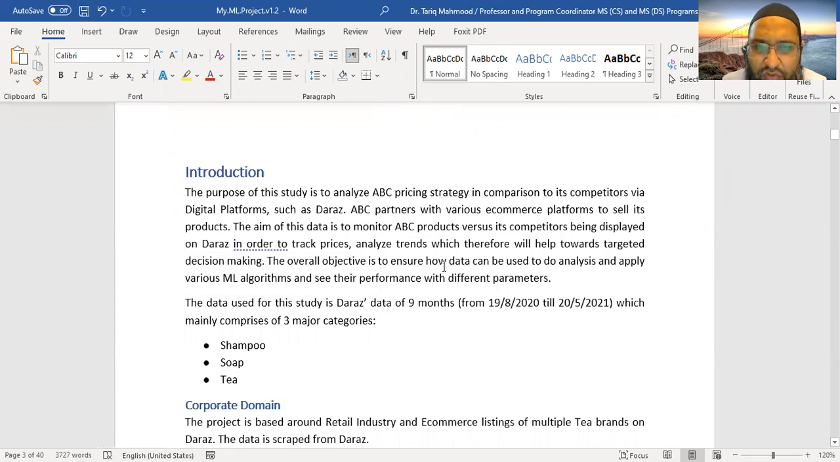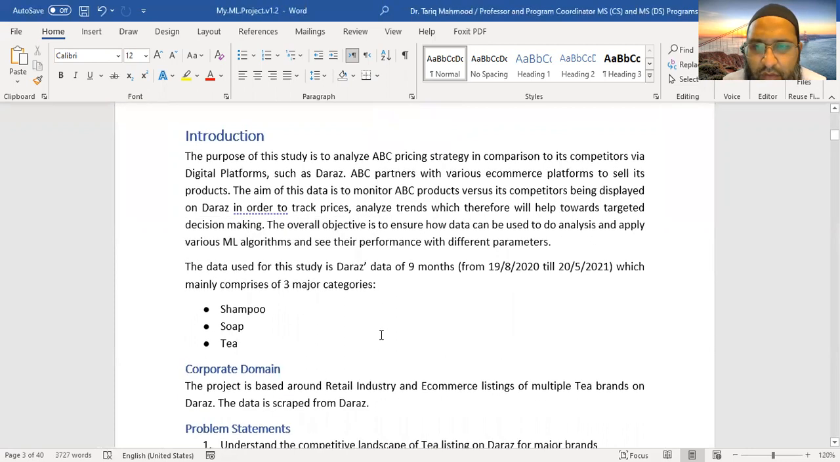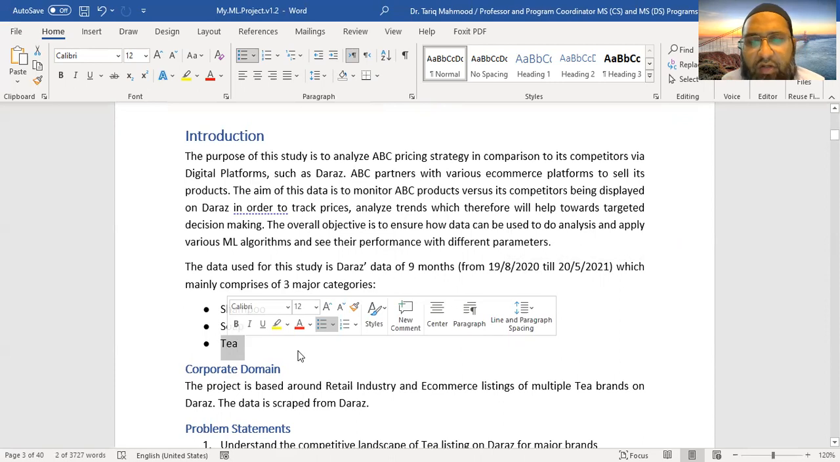And the overall objective is to ensure how the data can be used to do the analysis and to apply ML algorithms and time series forecasting for predicting the prices of tea. So we have used data from Daraz. In fact, the student has scraped the data from 19th August 2020 till 20th of March this year, 2021. So 9 months of data, which is quite a lot of data. And we have shampoo, soap, and tea. But in this project, we are focusing particularly on tea only.